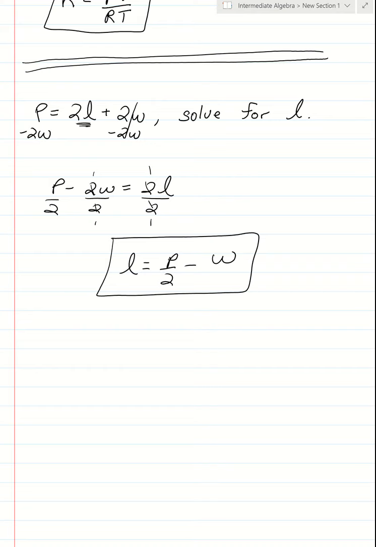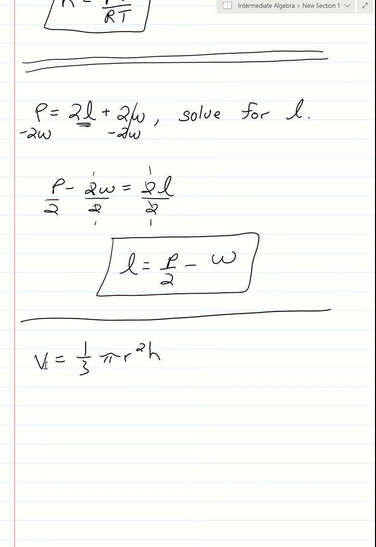Let's try another one. You may recall, also from geometry, that V equals 1/3 pi r squared times h. You may have seen that formula before. And this is a formula in geometry that we use to find what we call the volume of a cone.